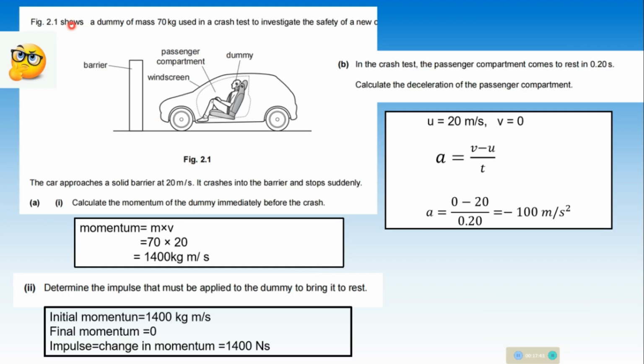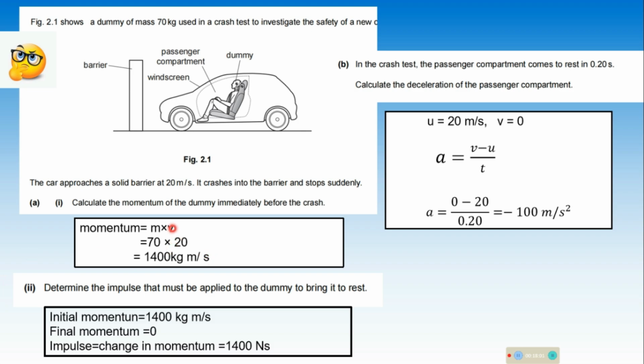In this question, this figure shows a dummy of mass 70 kg used in a crash test to investigate the safety of a new car. The car approaches a solid barrier at 20 meters per second. It crashes into the barrier and stops suddenly. Calculate the momentum of the dummy immediately before the crash.